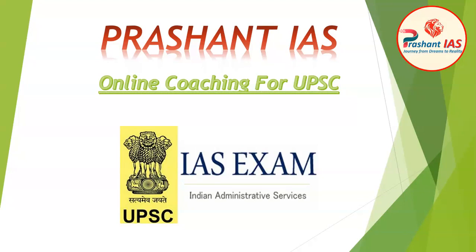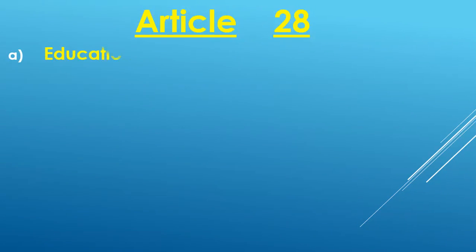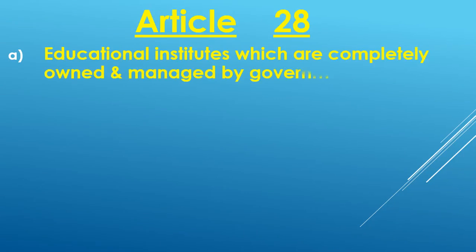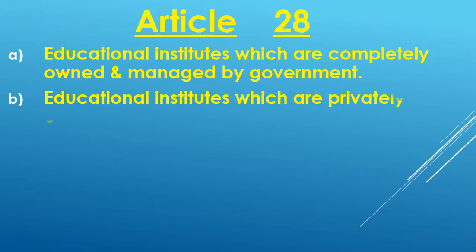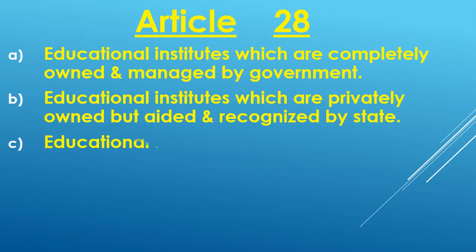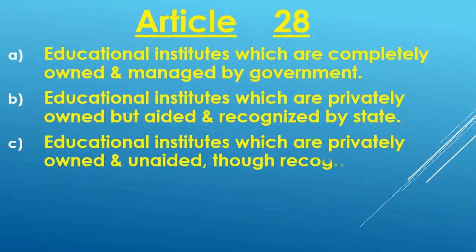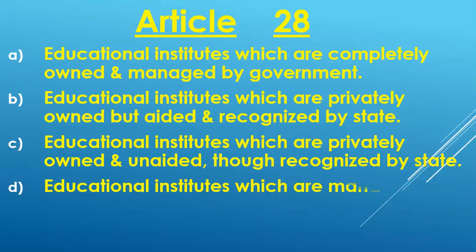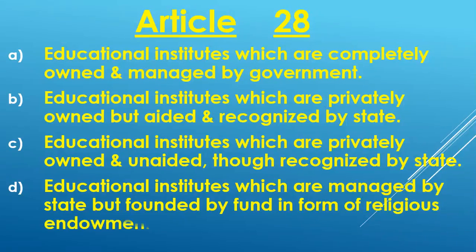So friends, in the last class, we completed our discussion till Article 27 of the Indian Constitution. And from this class, we will continue our discussion with Article 28. So friends, what is Article 28? Article 28 actually categorizes the educational institutions, means schools and colleges, into 4 categories. So first of all, we will try to understand what those 4 categories are.